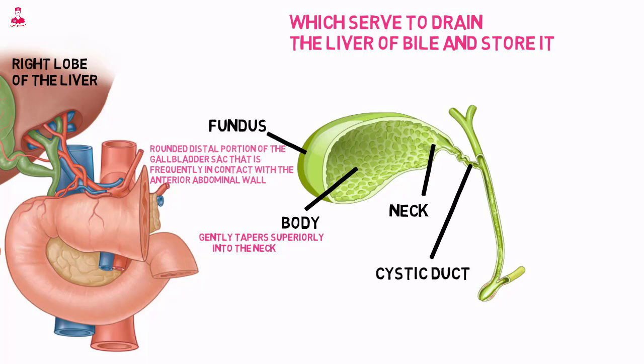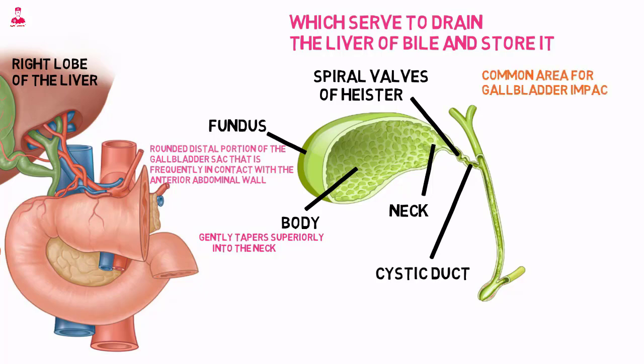The neck contains circular muscles that create spiral folds within the mucosa called the spiral valves of Heister. These valves are particularly prominent at the bend formed by the neck and cystic duct, a common area for gallbladder impaction during acute or chronic cholecystitis.